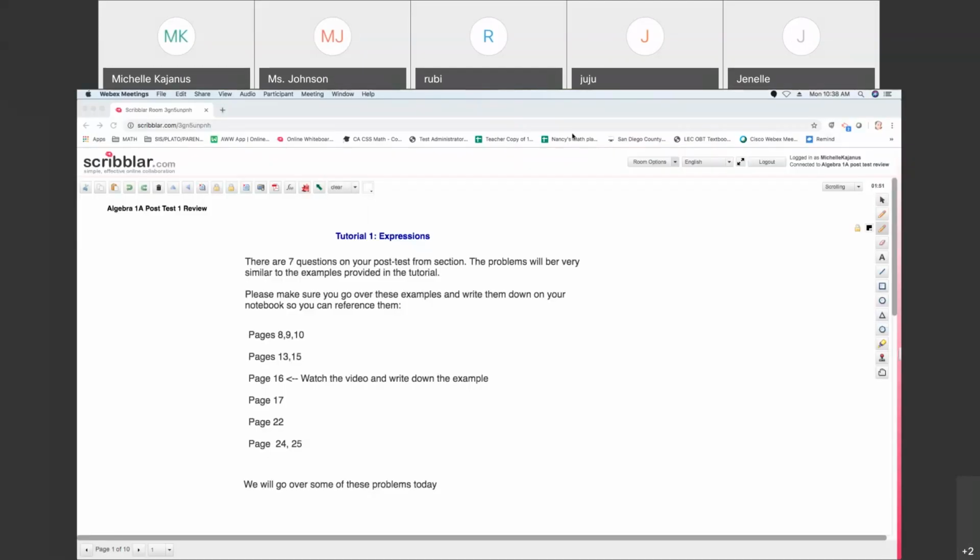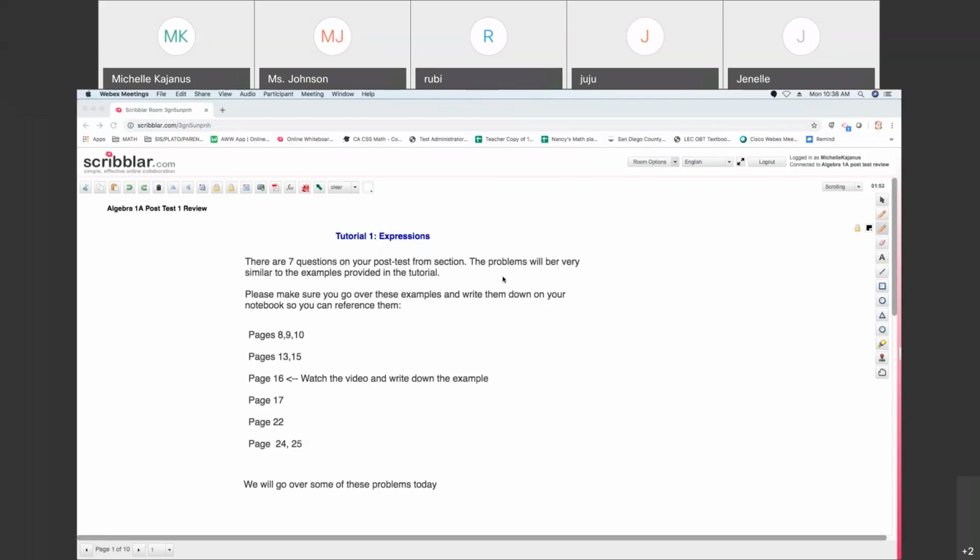Post-test 1 review. This post-test has several questions from each tutorial, and I'm going to go by tutorial. Tutorial 1, expressions. This post-test has 7 questions in this section.